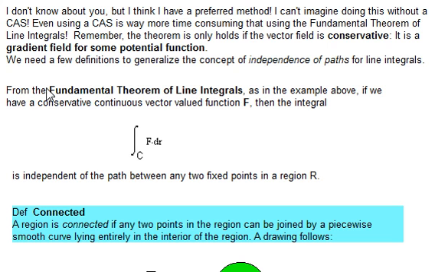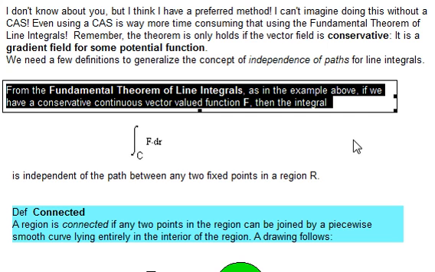Well, let's have another visit with the fundamental theorem of line integrals that puts the fun in vector calculus.